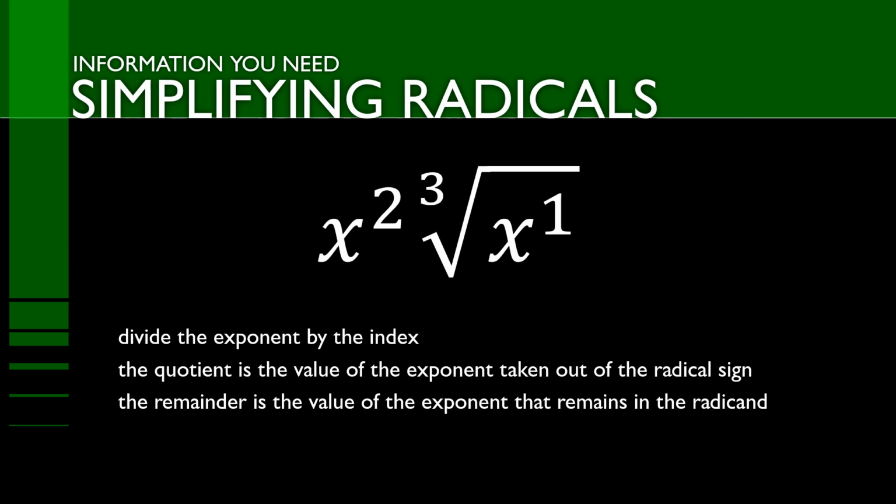So you divide the exponent by the index and think of a fraction. The quotient is the value of the exponent taken out of the radical sign. So it went in twice, so we take out an x and put a 2 where the exponent goes. The remainder is going to stay in the radicand, and whatever the remainder is, that's going to be your exponent on that particular base.